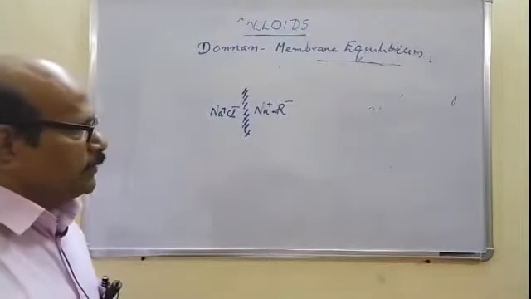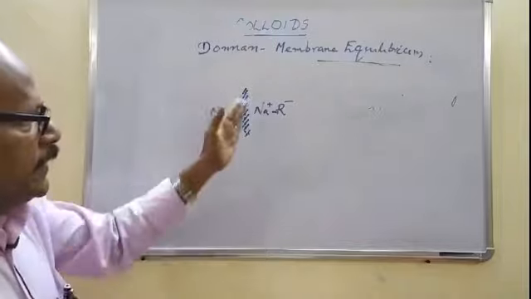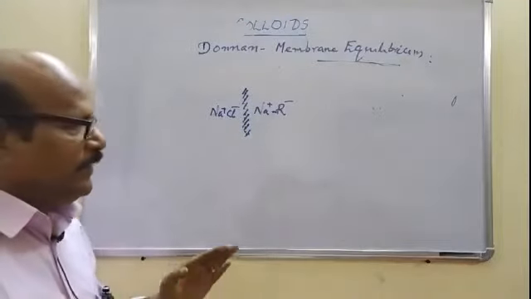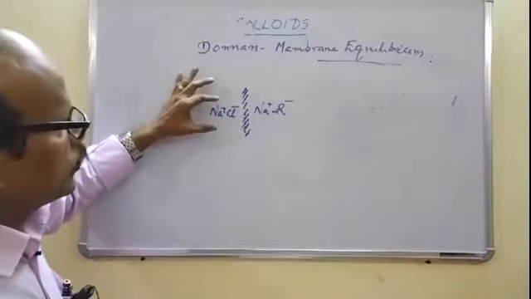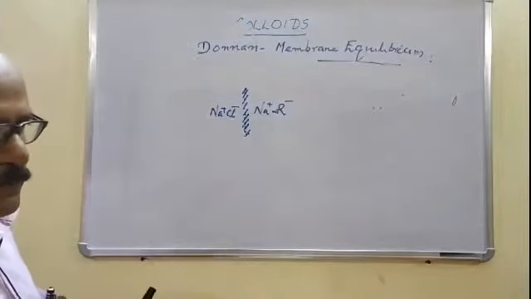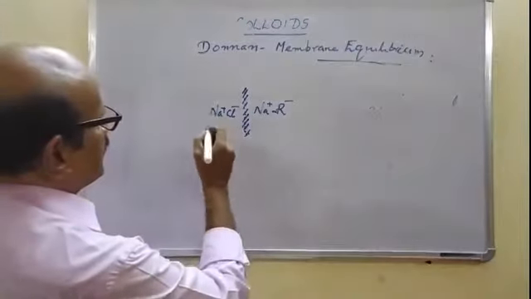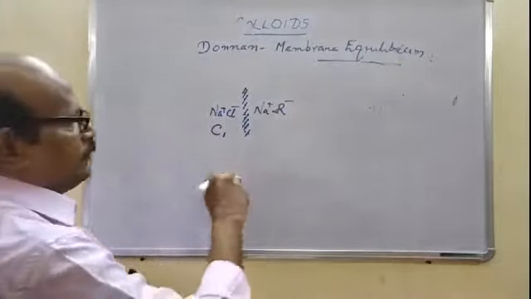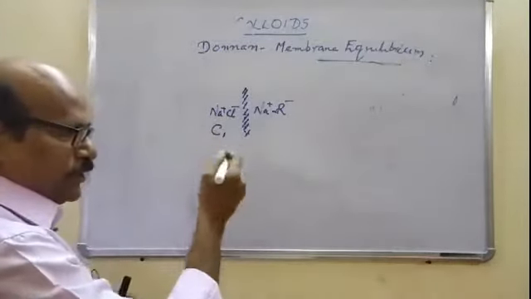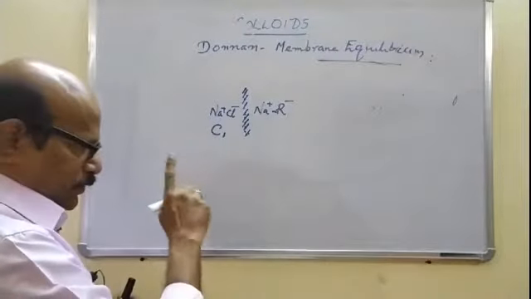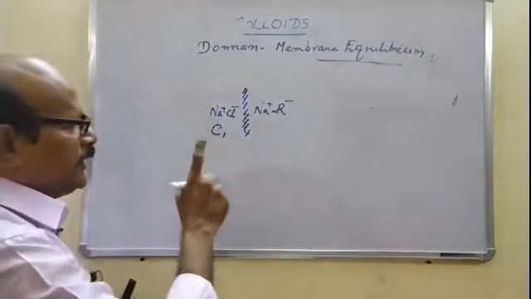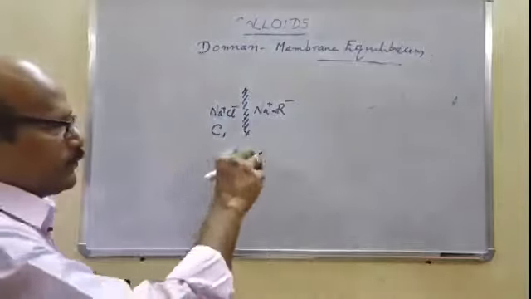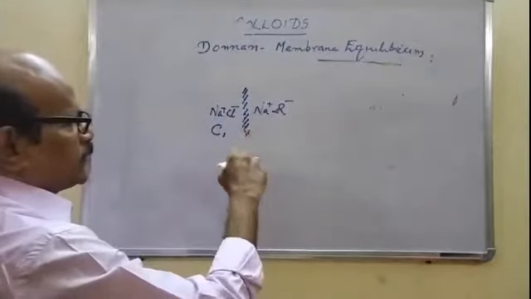Let us go to our typical example. Consider a dialysis membrane in between, and let us have a sodium chloride solution of concentration C1 on the left side of the membrane, and a solution of an electrolyte containing a large non-diffusible ion, like Na+R-, of concentration C2 on the right side of the membrane.